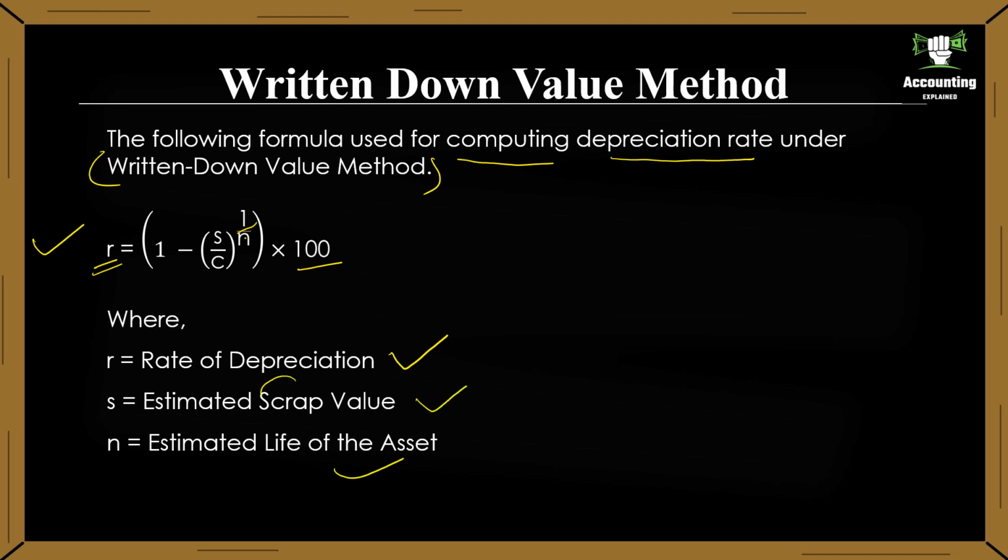Scrap value is the value you get when you sell that asset at the end of the life of the asset. Suppose the life of the asset is 10 years and you are going to sell the asset at the end of 10 years. What it is going to fetch you is the scrap value.